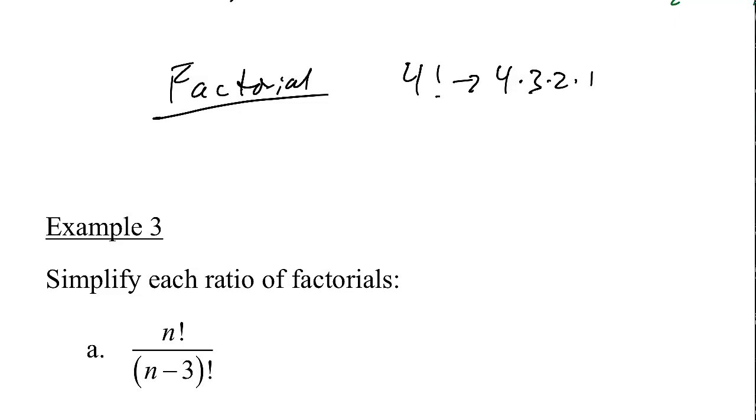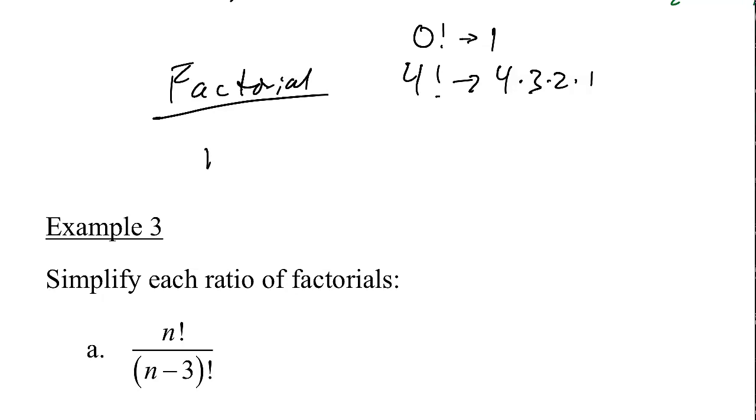It is all of the integers below it all the way down to 1. If you have 0 factorial, factorials are used to figure out the ways of doing things, so it deals with combinations and permutations. Essentially, if I have 0 things, there's only one way to order 0 things. It's just I don't have anything. So 0 factorial is 1. This is a fact that you need to remember.